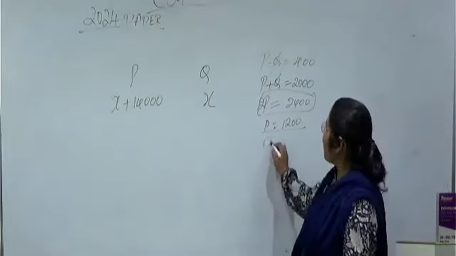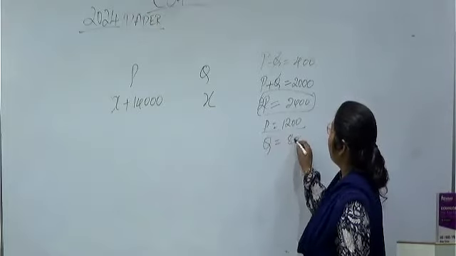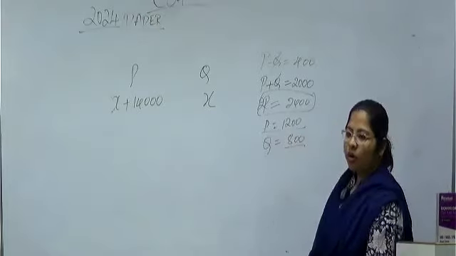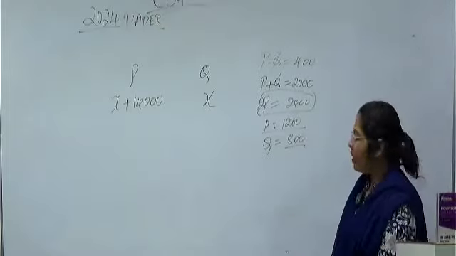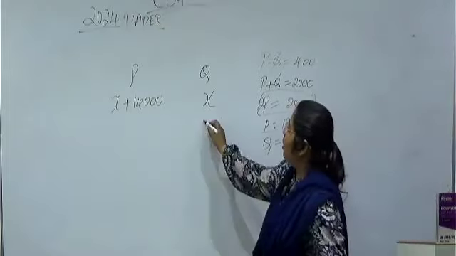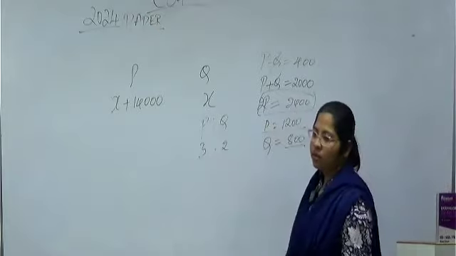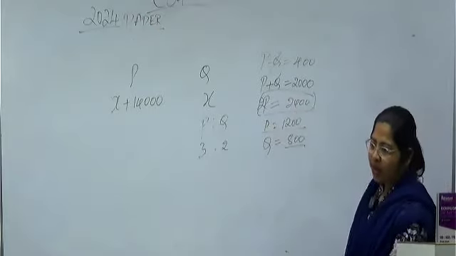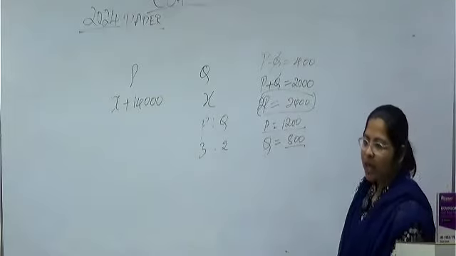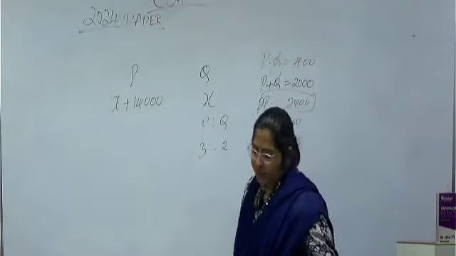And what will be Q's value then? 800. Yes or no? It is 400 more, no. Now you can find out the ratio, no? What is the ratio between them? Can I write 3:2? The ratio between both can be 3:2. Yes or no? Now it is very simple.